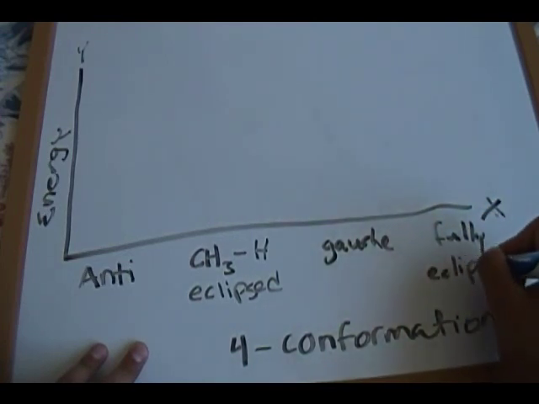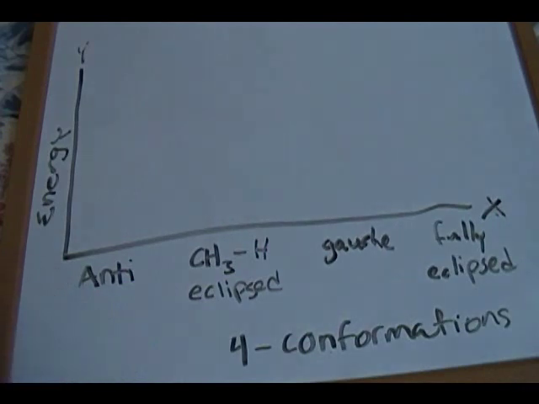Okay. Another way you guys may have this graph presented to you is in the textbook. They'll have energy versus dihedral angle or something like that, where the angles between the methyl groups are either 60 or 120 or 180 degrees. That's another way of presenting it, which is a little bit confusing. I like to just base the x-axis only on the 4 conformations. So the energy versus 4 conformations graph looks something like this.